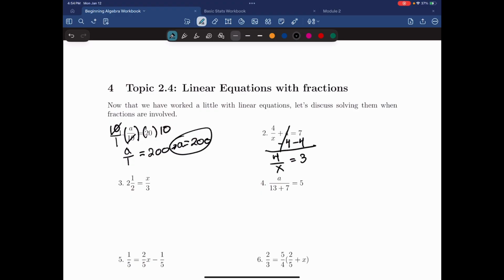And then at this point, we have x in the denominator. And anytime a variable is in the denominator, we want to get it out of there because we don't like variables in the denominator. So what I'm going to do is multiply x on both sides. So these x's cancel, and you get 4 equals 3x. And then from here, to solve for x, we simply divide both sides by 3, and we get x equals 4/3. That's your answer.